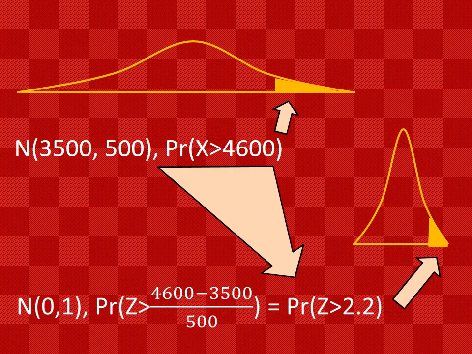And here's the result in areas and formulas before and after converting x to z. After doing the arithmetic of 4600 minus 3500 divided by 500, we get at the bottom right 2.2. This is the figure to look up in the z-table.